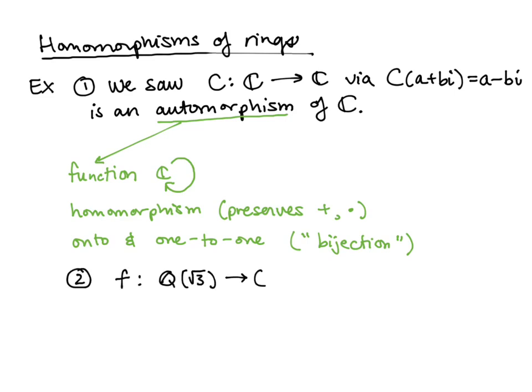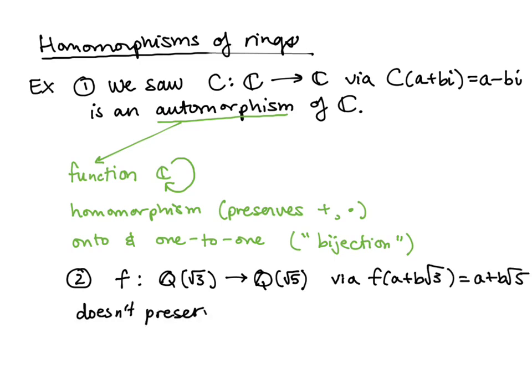Okay, so here's another example. This is a function, but it's not going to be a homomorphism. I'm taking Q with the square root of 3, sending it to Q with the square root of 5 by taking a plus b square root of 3 to a plus b square root of 5. So I'm really just swapping out square root of 3 and square root of 5. We would call this a function that fixes Q. Rational numbers, like a, get sent to themselves, and it's really only the thing that's got the square root of 3 attached to it that gets sent somewhere else.